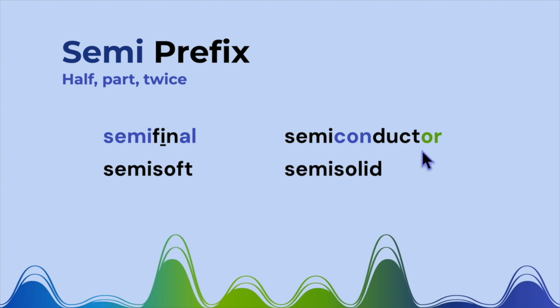Here we have con, and this OR is at the end of a word, so it will usually sound more like er. So a semiconductor, semi-soft, semi-solid. Like I said, this can be pronounced sem-ee or sem-eye, so this could be semifinal, semiconductor, semi-soft, or semi-solid.